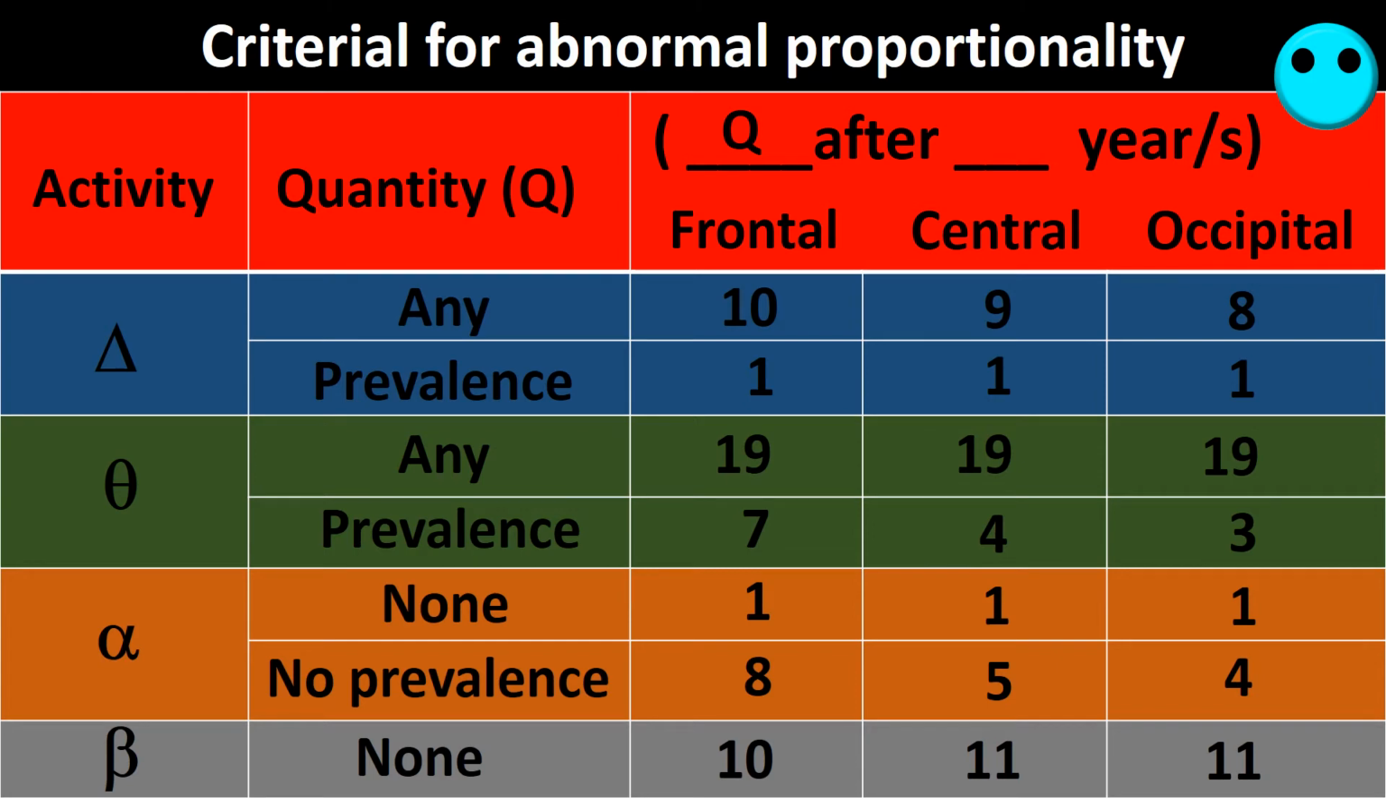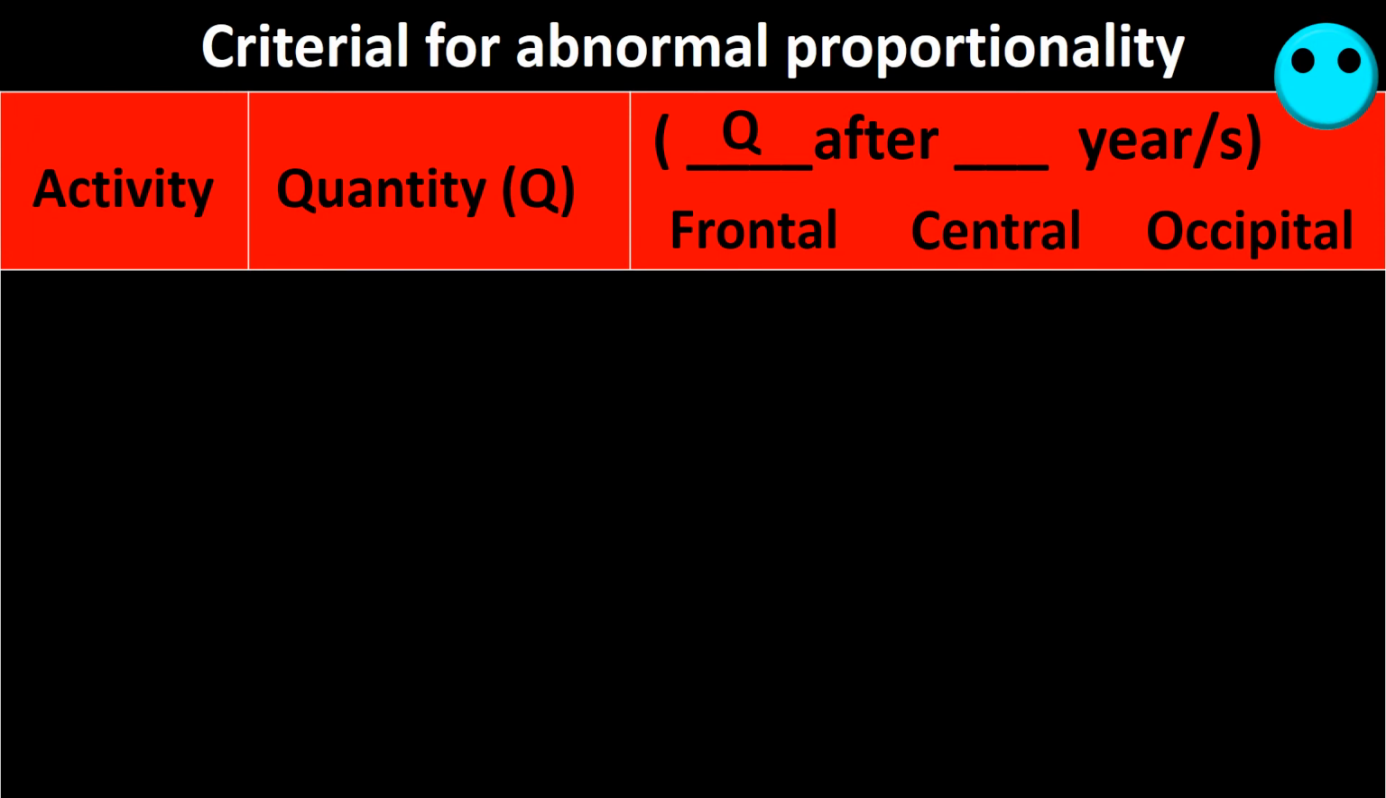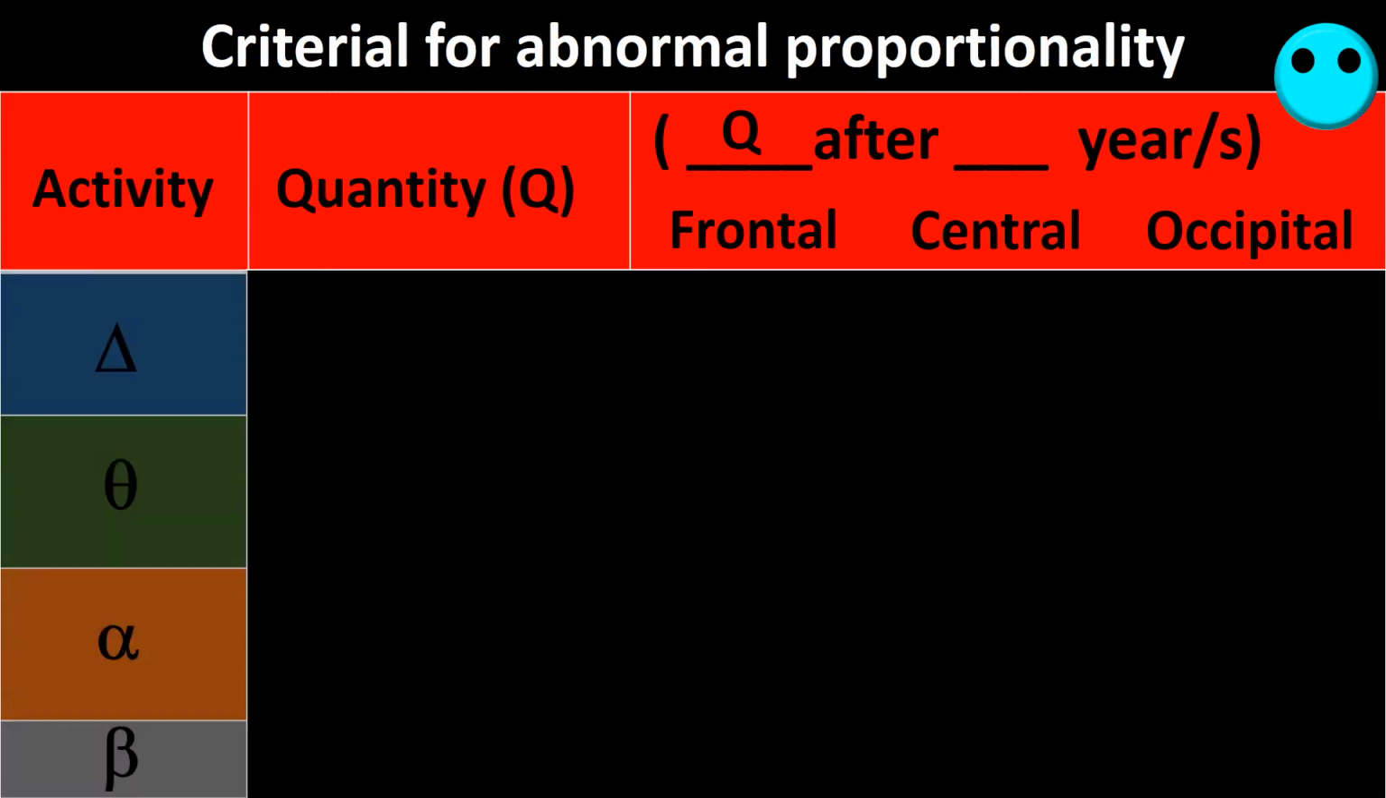This chart that I have just introduced is a summary of the information from the previous master chart. I have included in it what I consider the most relevant information. I will also build it from the ground up in the following frames to make it more understandable. It conveys the criteria for abnormal proportionality in the awake patient.